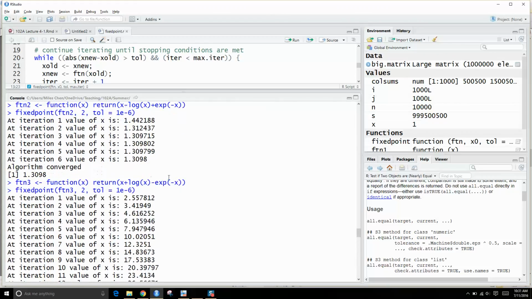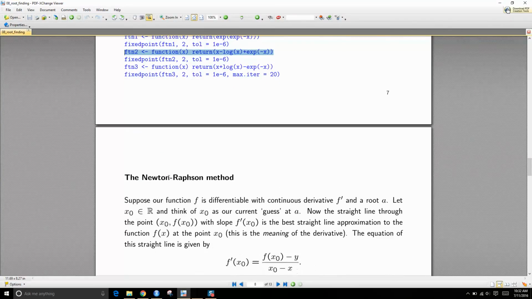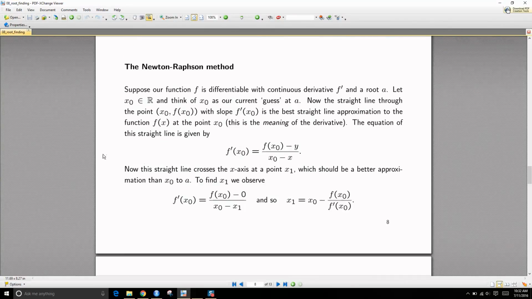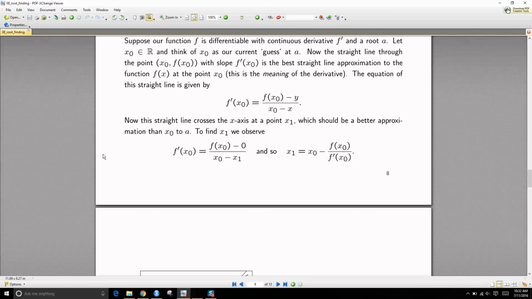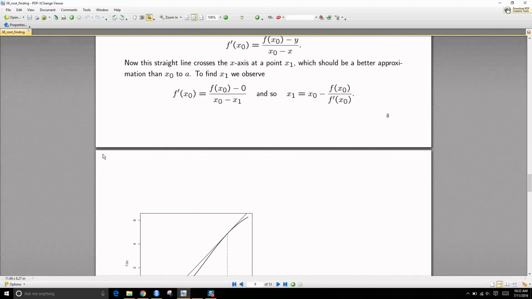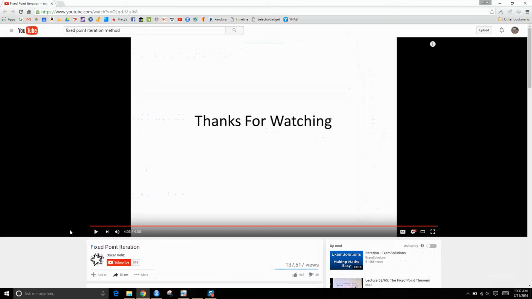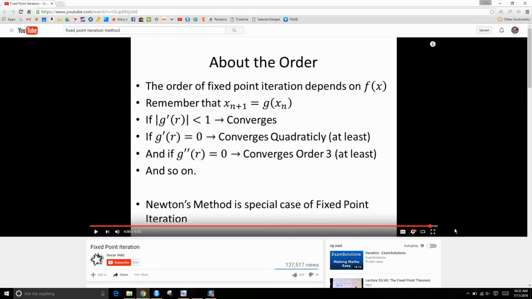So this is fixed point iteration. This is one way to solve for roots of an equation. Okay, with the Newton-Raphson method, it's a generalization of Newton's method, but we'll watch the video for the special case of fixed point.